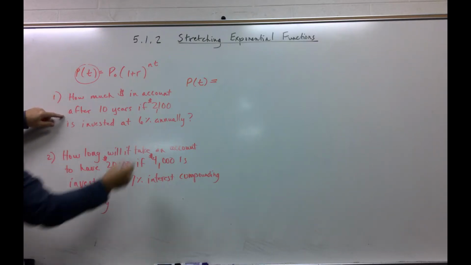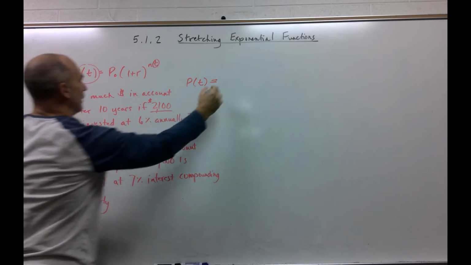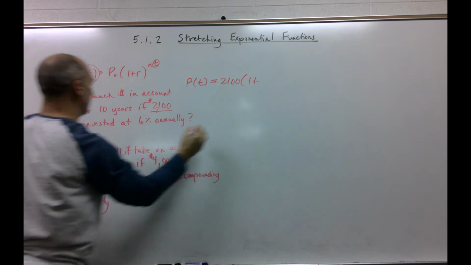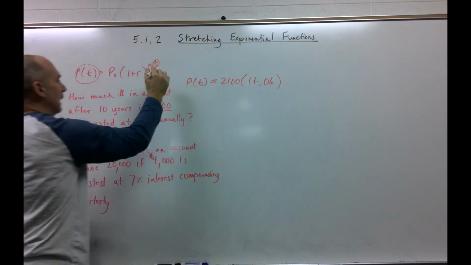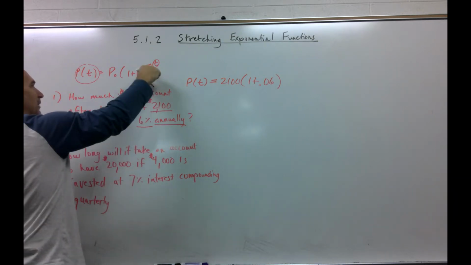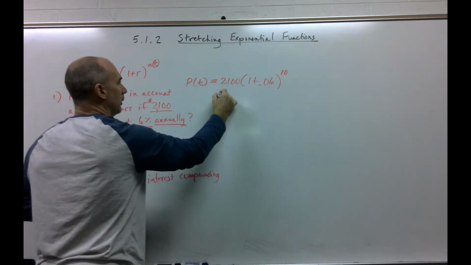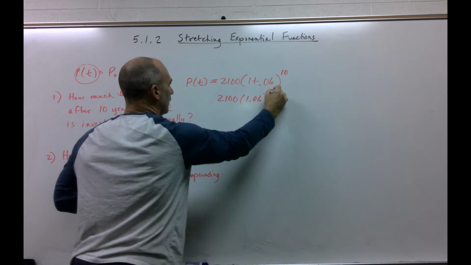So we know that the time is 10. We'll fill that in a minute. But the initial investment is $2,100. 1 plus 6%, 0.06. And it's compounded annually. That means once a year. So n is 1, time is 10. So we're just going to put a 10 there. But okay, 2,100, 1.06 to the 10th power.